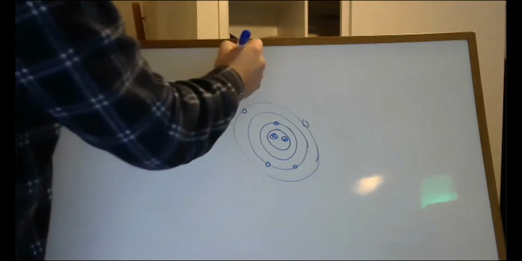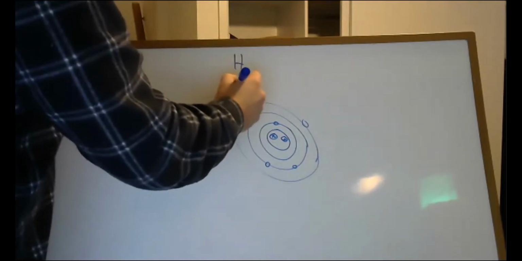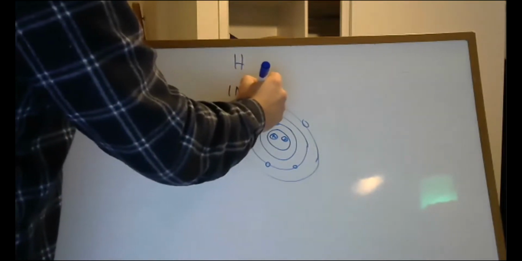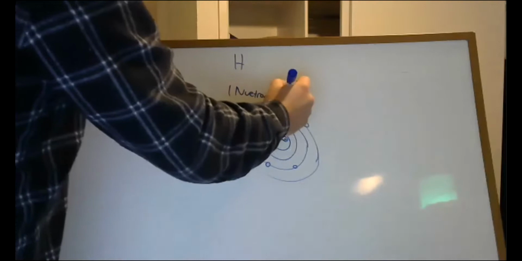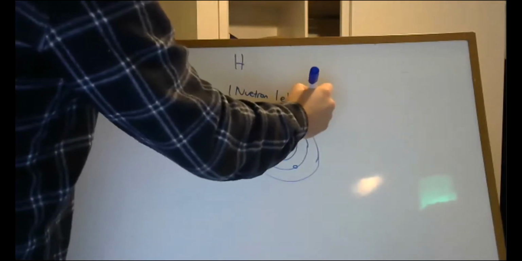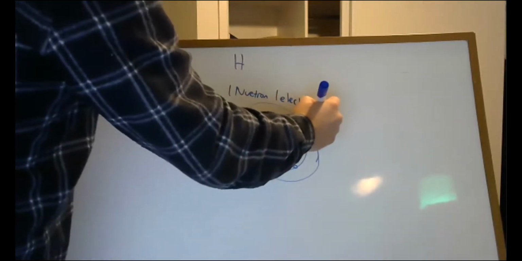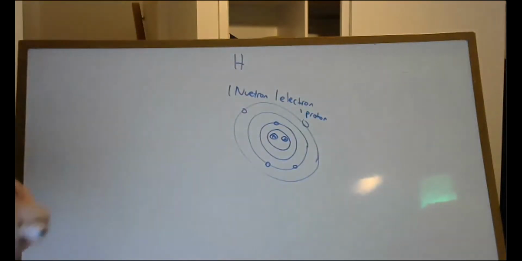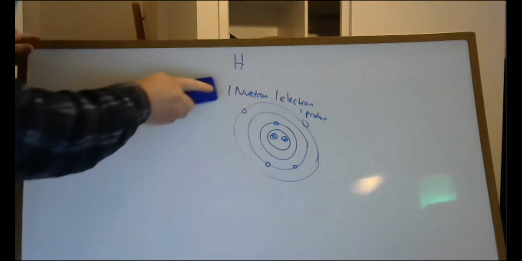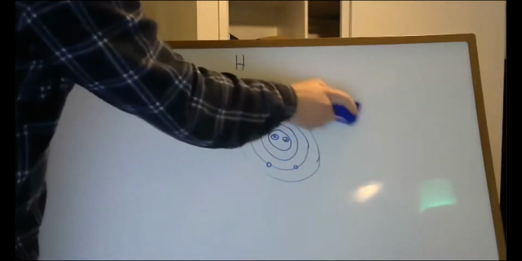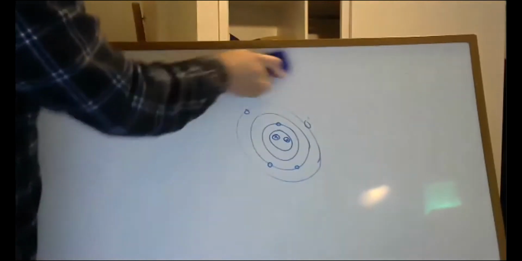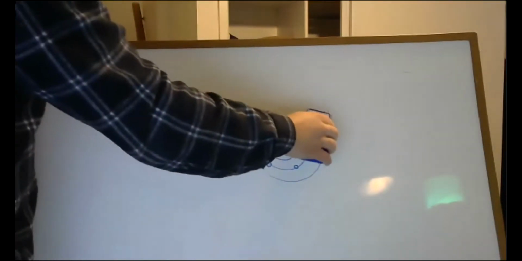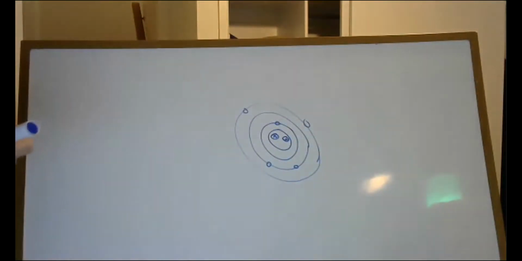Usually, hydrogen has 1 neutron, 1 electron, 1 proton. And then you can continue to count from there through the periodic table. So now we're at our modern understanding of what makes up the atom.